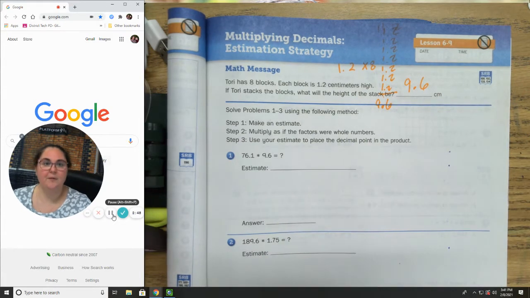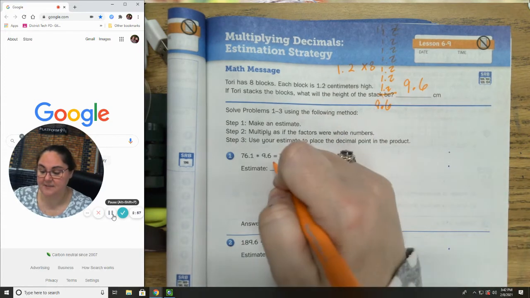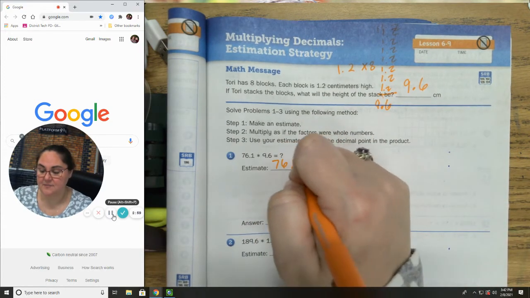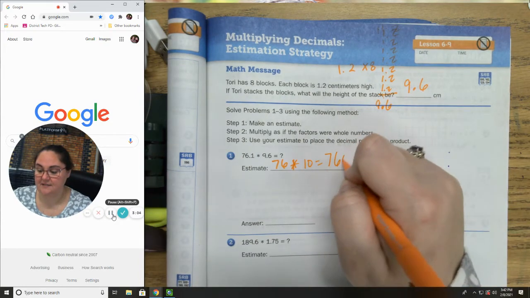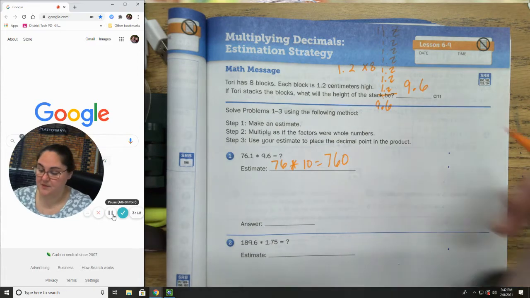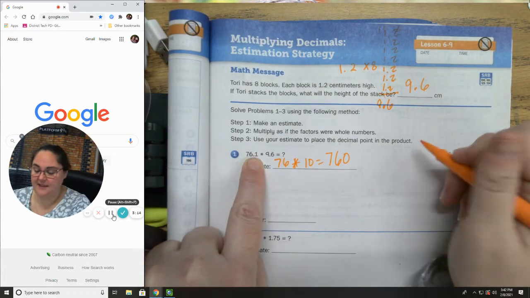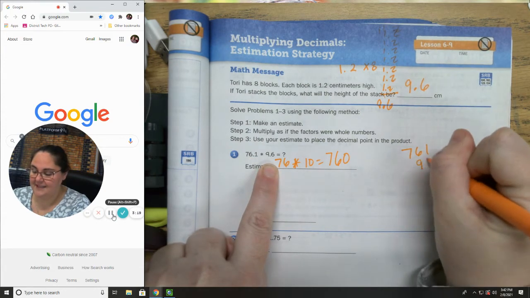We're going to do that with a few problems today. So we're going to start right here with problem number 1. 76.1 times 9.6. Okay, my estimate is going to be 76 times 10. 76 times 10 is 760, right? Now we're going to multiply as if they're whole numbers. So I'm going to pretend like that decimal's not there. So 761 times 96.